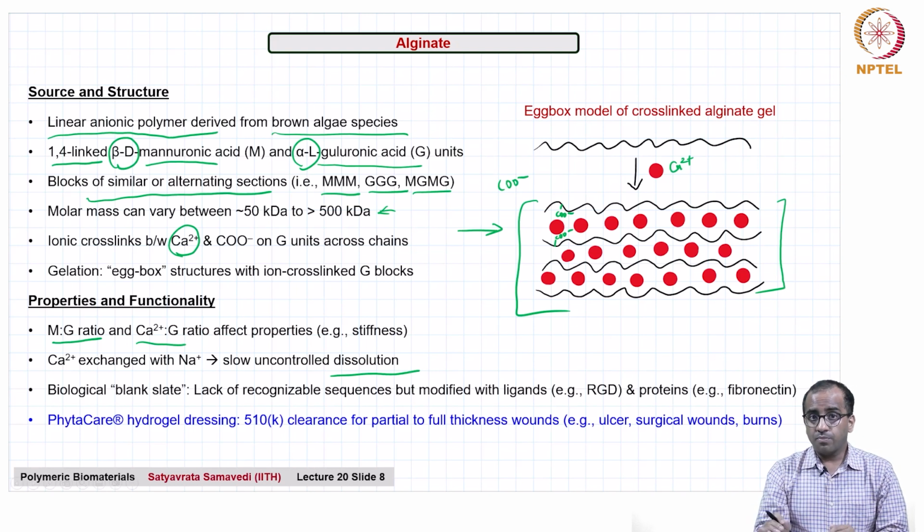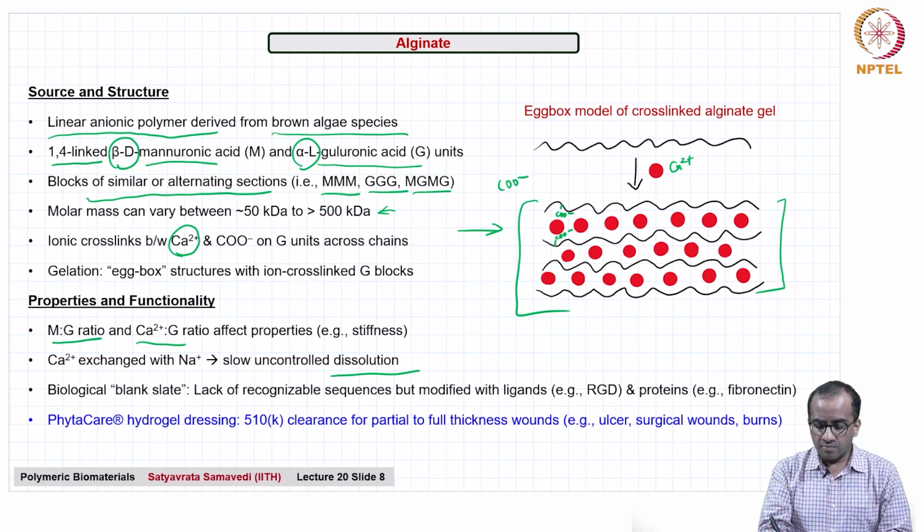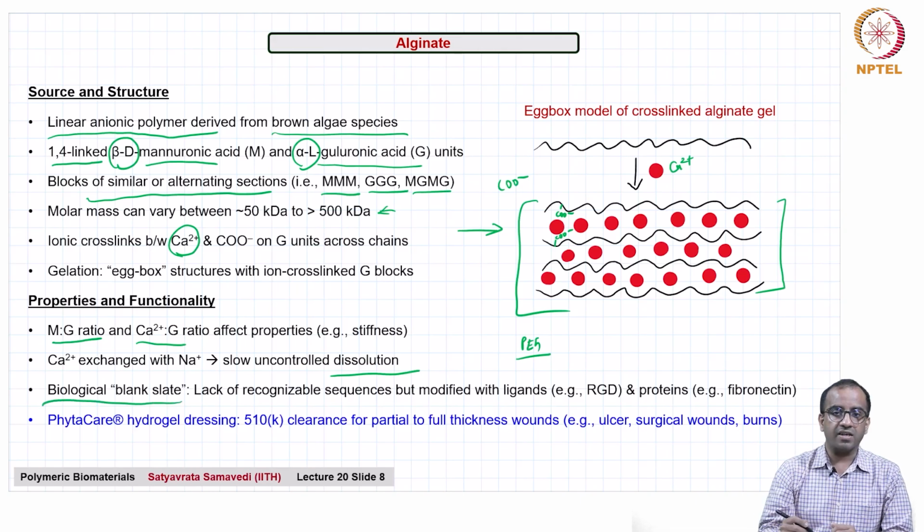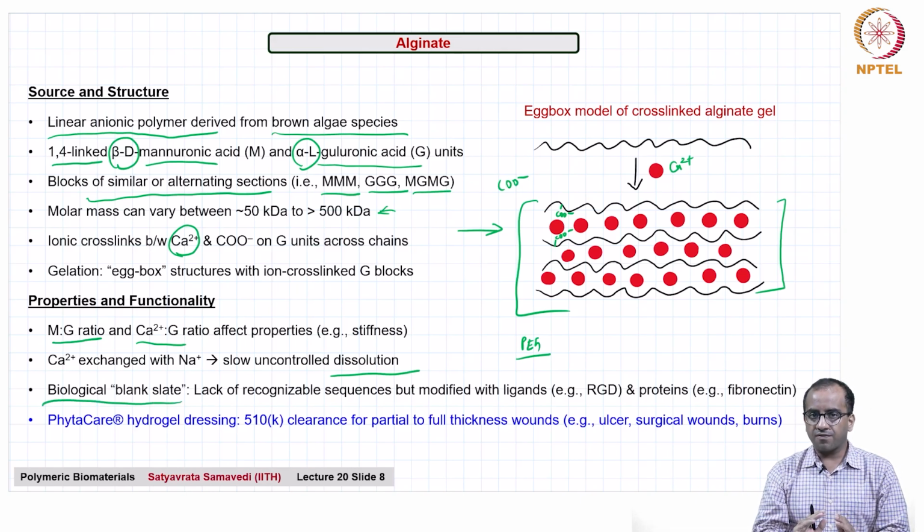Alginate also is a very, very important polymer for applications that involve controlled studies in vitro, where people want to investigate interactions of specific cells to biomaterials under controlled environments. And that is because polymers like alginate and even polyethylene glycol, as we have seen earlier, are what you would call biological blank slates. So, intrinsically they do not have interactions one way or the other with biological systems because they lack recognizable sequences, but they can be very easily modified with ligands such as RGD.